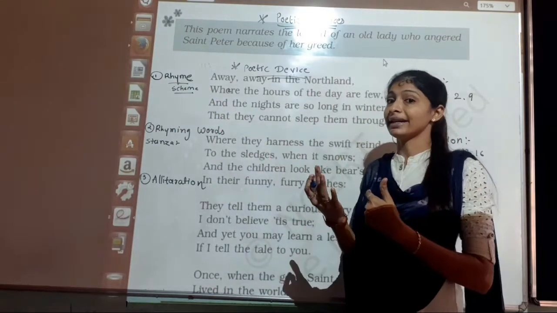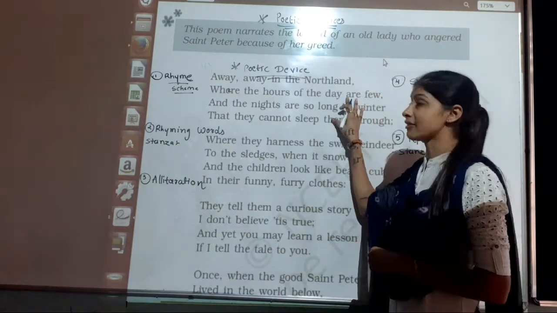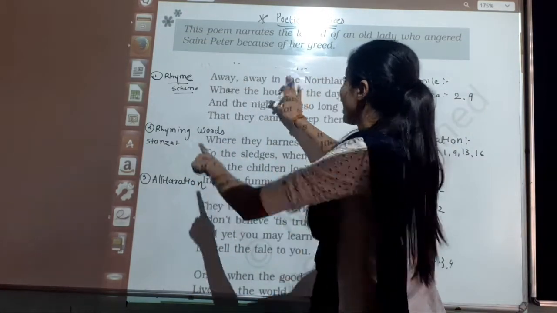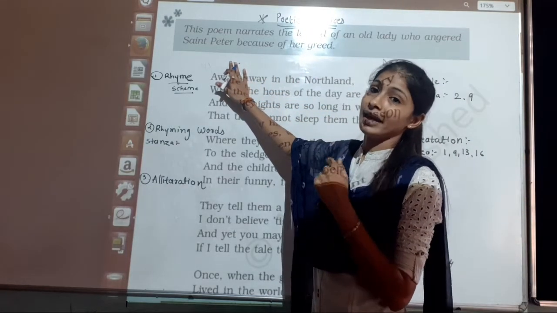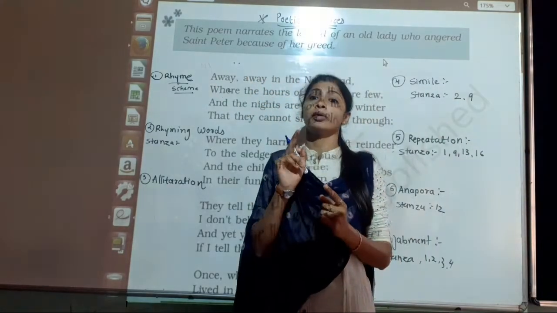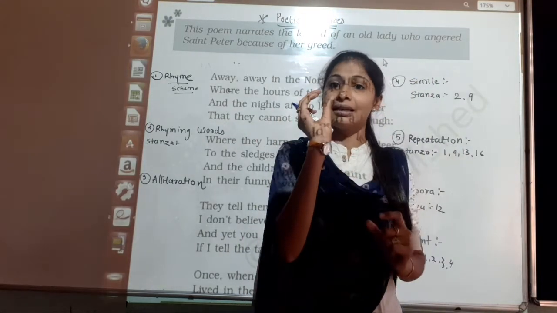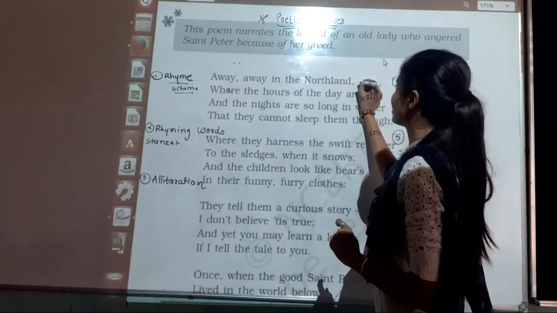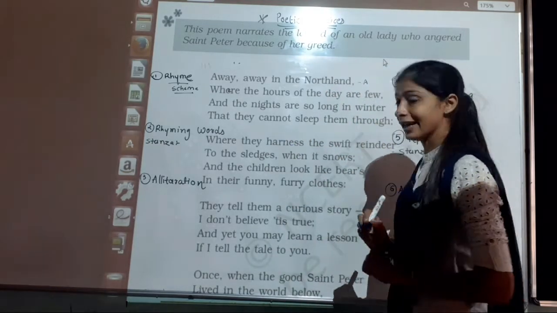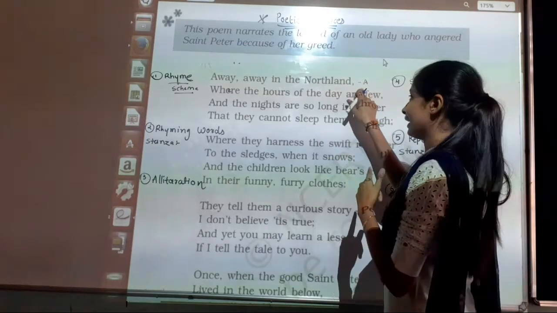Now, how to find the rhyme scheme? It depends on pronunciation. In the first stanza, first of all, we'll see the rhyme scheme. At the last word of every line we have to check whether the pronunciation is the same, so that the same alphabetical letter will come. For example, here Northland: the first alphabetical letter is A. Northland has one pronunciation, so we'll write A.